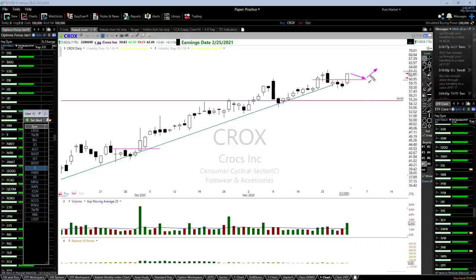You may hear Rick say it differently. Rick will do something like this. He'll take a box and he'll draw a box out here and he says, you know, I want to get into this trade, but somewhere in here. He's saying the same thing in a different way. I don't want to chase that trade.